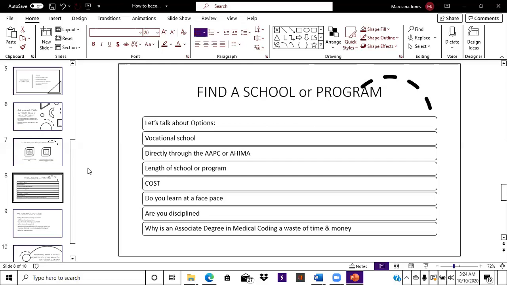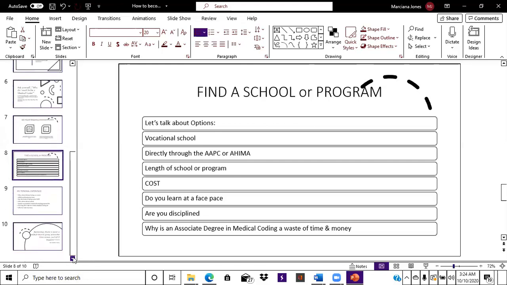So I'm not saying don't go for the degree, because if you want a degree in medical coding, by all means, go ahead and get your degree. Please don't let me stop you or discourage you or anything like that.